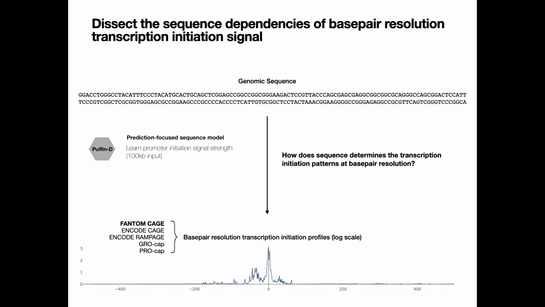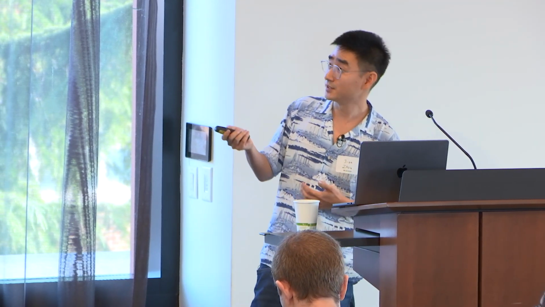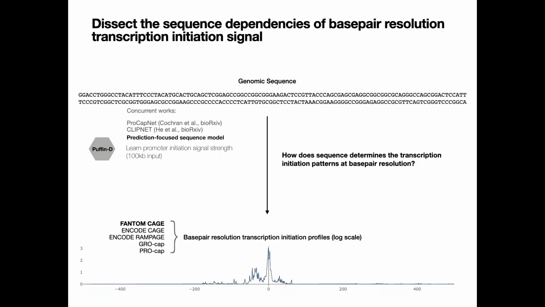So we first built a deep learning model to predict that from 100 kilobase pairs of sequence. It turned out that we are not the only ones with this idea. Anshul's lab at Stanford, and also Charles Danko's lab at Cornell, independently developed methods that do similar kinds of prediction, and you should also check out that work. I think the author of ProCapNet, Adam, is also here at the conference, so you should talk to him as well.